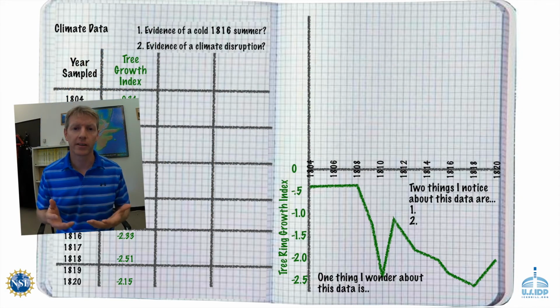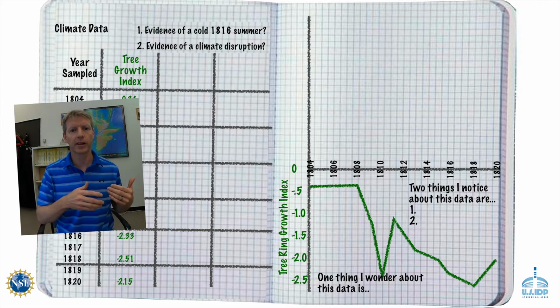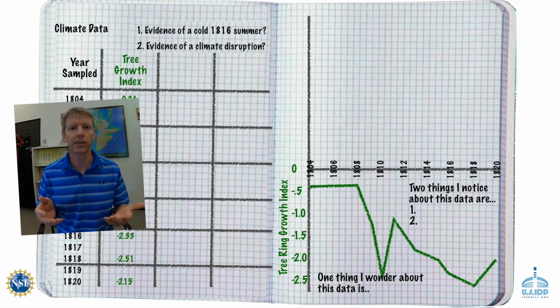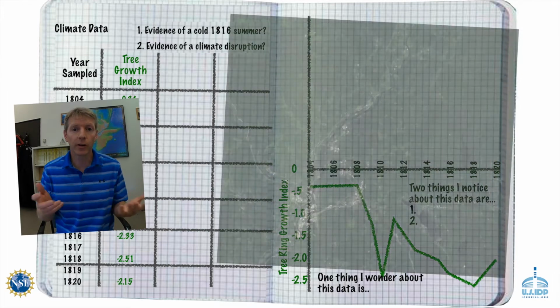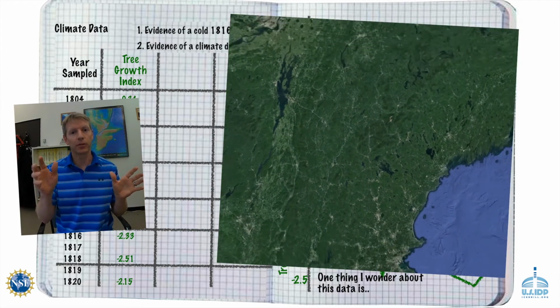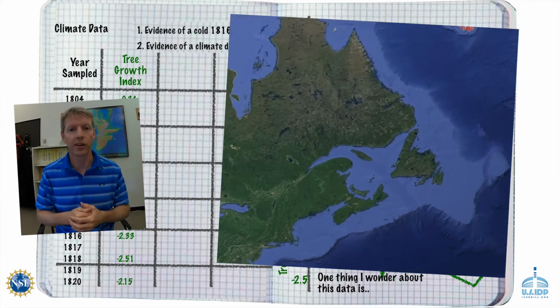For this project, we're interested in looking for climate disruptions from here in New England and in Western Europe back in the early 1800s. So a really good place to go for an ice core would be Greenland, because that's right smack in the middle between New England and Western Europe.